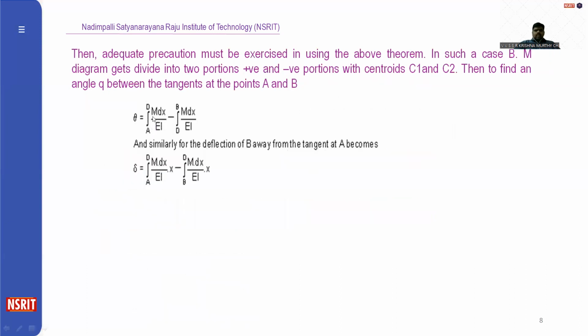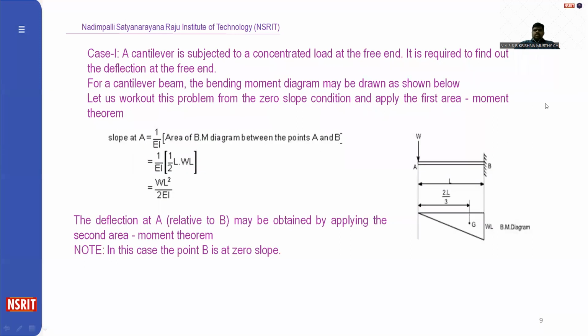So total curvature A to D, M/EI dx by A minus D to B, and splitting into 2 points. So delta is equal to M integral A to D, M/EI dx by A into X minus B to D, M/EI dx by A into X. So these are the two theorems which are solved from the moment area method. So now let us take each individual case.